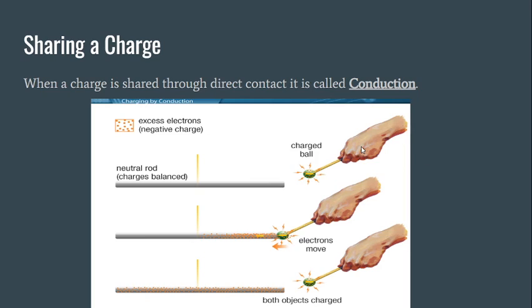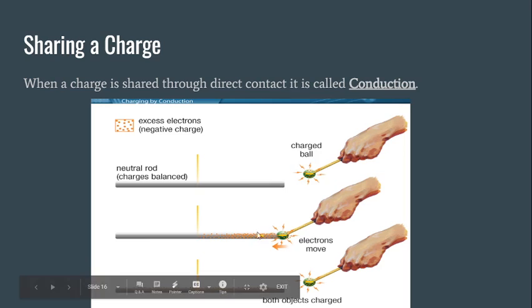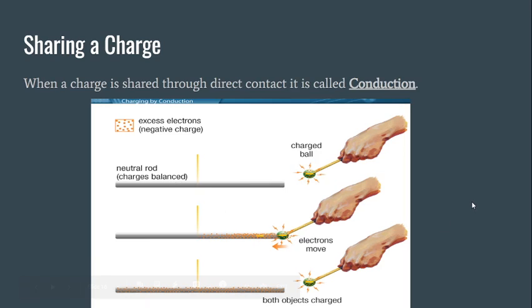So first we start with the charged ball. Now you can see it's full of negative electrons or negative charge. So what happens here is he's got it and it's full, and then he hits this neutral rod and those electrons go into the rod, and then he leaves and the electrons are still in the rod, and both objects are now permanently charged. And so that's what's going on here.